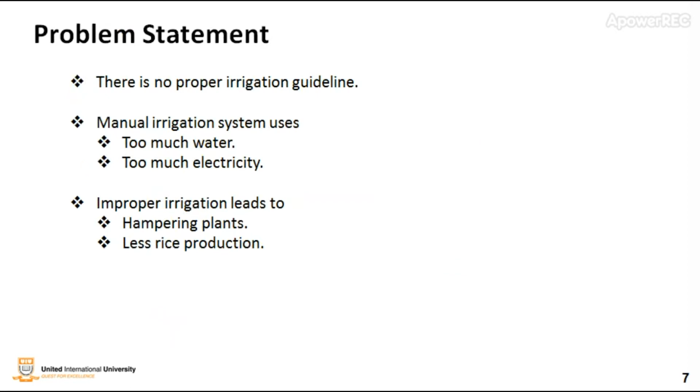Problem statement. There is no proper irrigation guideline which may be followed by our farmers. Manual irrigation system uses too much water and too much electricity. Improper irrigation leads to hampering plants and less rice production.